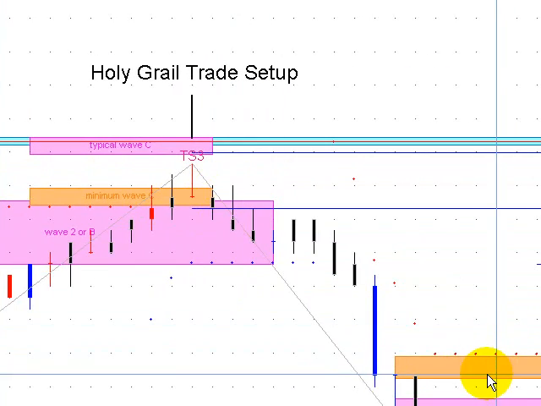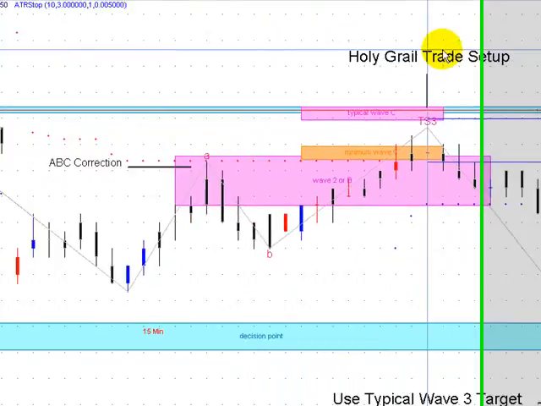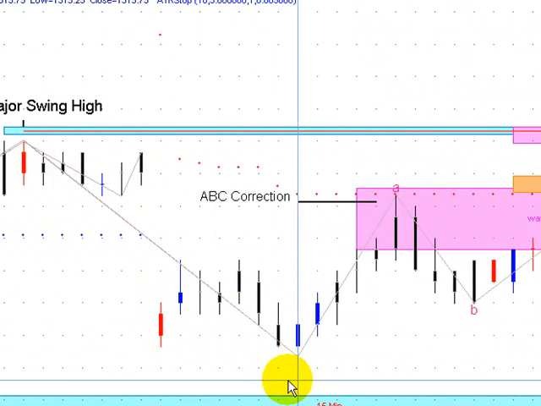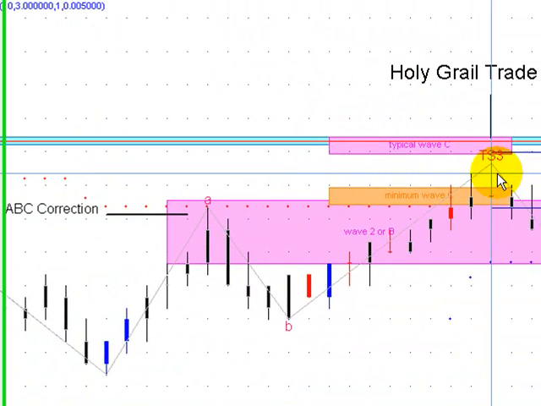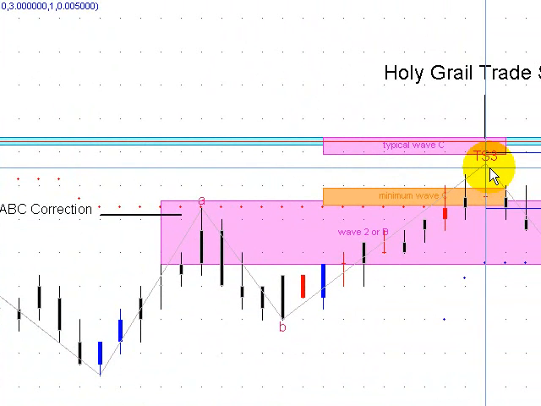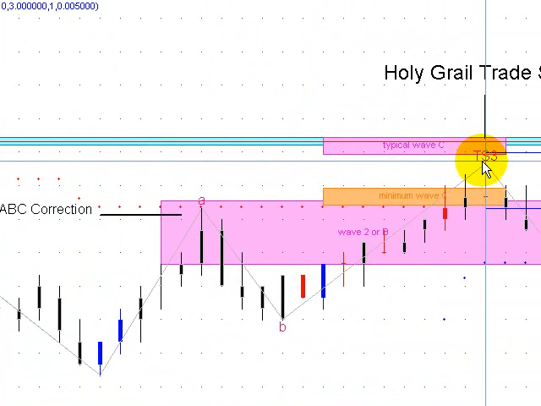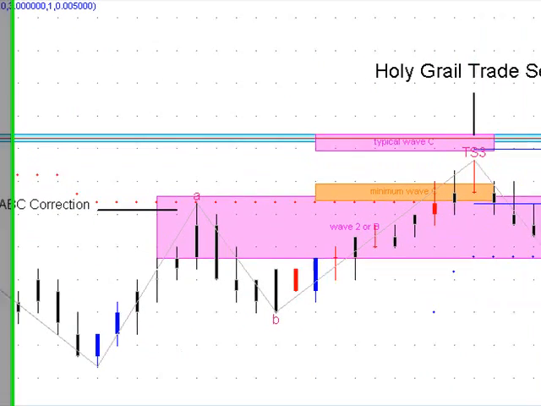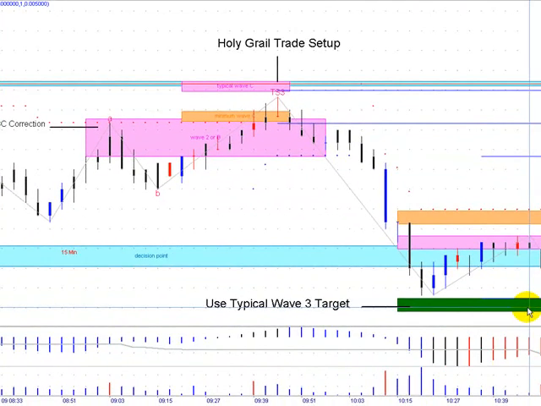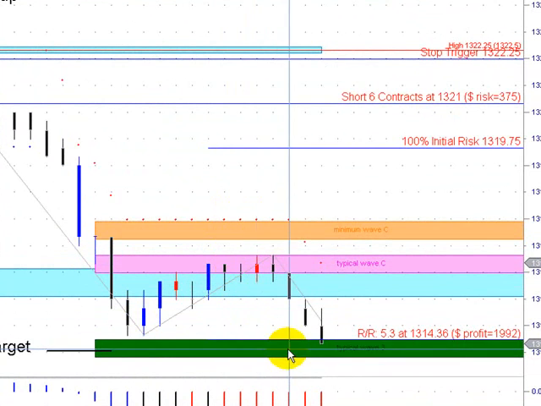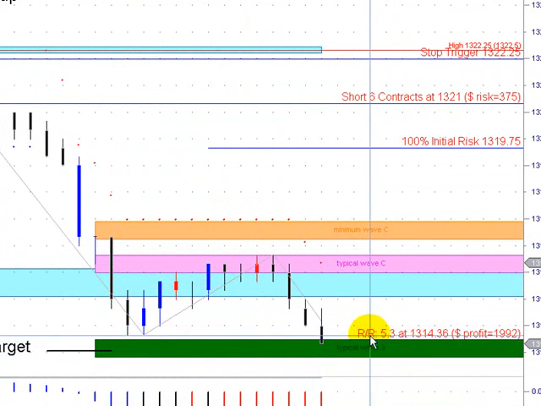The initial target was the minimum wave C, but we know this is our Holy Grail trade setup. When we get the major swing high, the initial correction of the move, the ABC correction back up that fails to make a new high, the red seller's bar, the automatic trade sell signal there, we're playing then for the typical wave 3 target. We're going to pass on these targets here, and we're looking for that typical wave 3, which you see had a risk reward of better than 5 to 1.